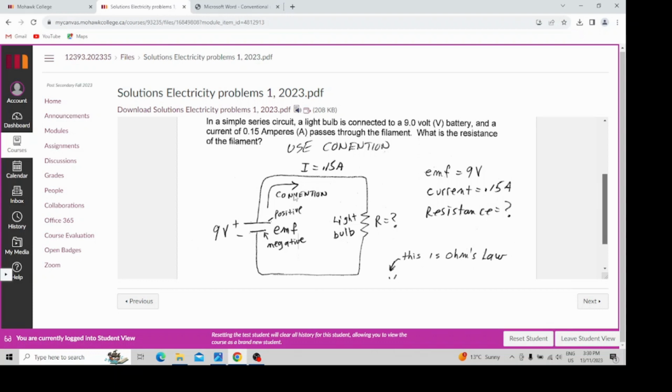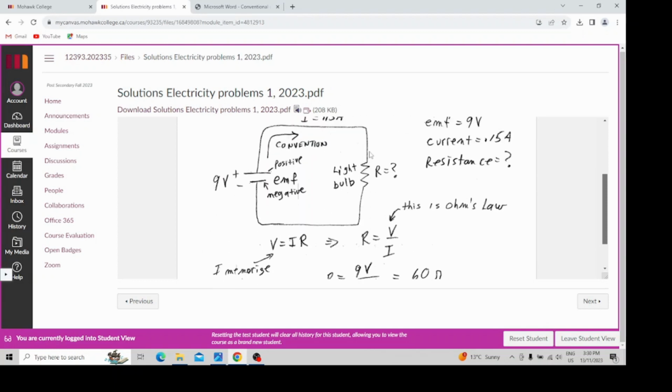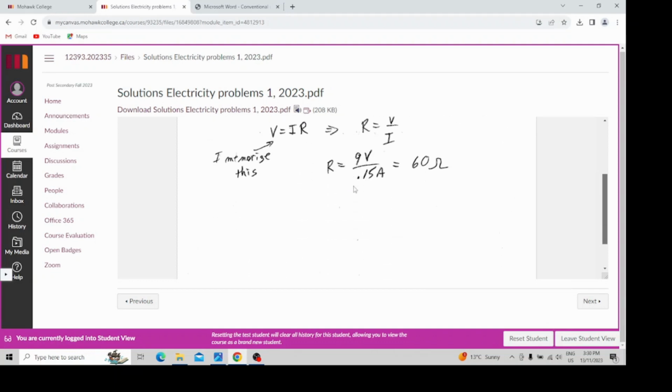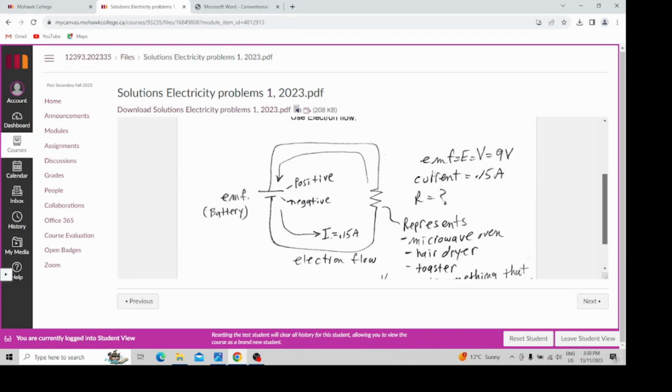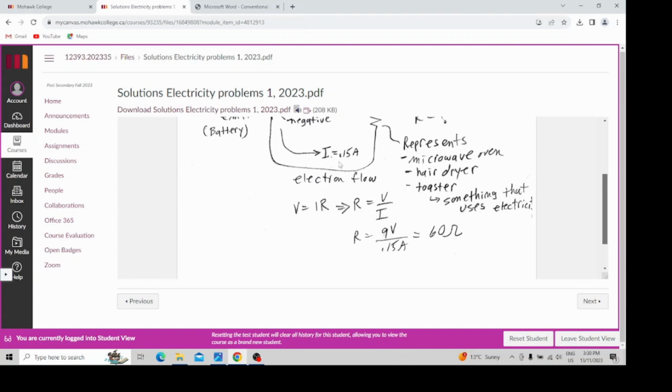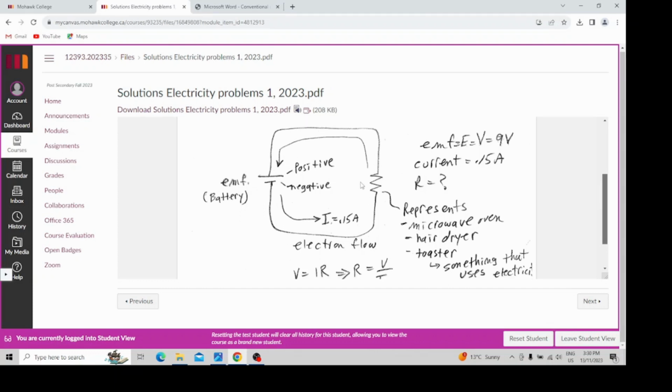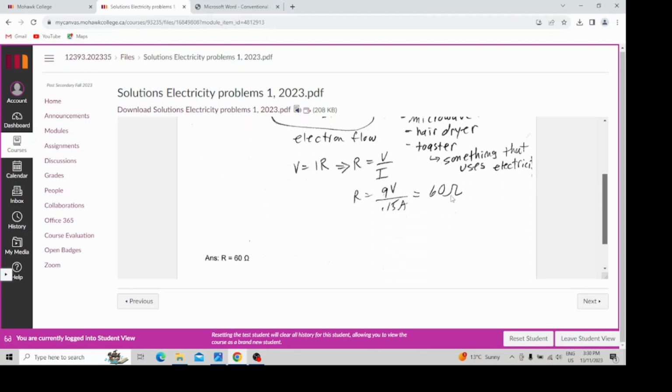Mathematically, so the argument goes, it doesn't matter. For our simple case, this is true. If I were to calculate the resistance here, what is the resistance? If I use convention, the flow is this way. It really doesn't change the equation any. It's still V equals IR, and the answer is 60 ohms. If I were to use electron flow, the equation is still Ohm's law, V equals IR, and the electrons are flowing around the other way, but it has no impact mathematically, and the answer is still 60 ohms.